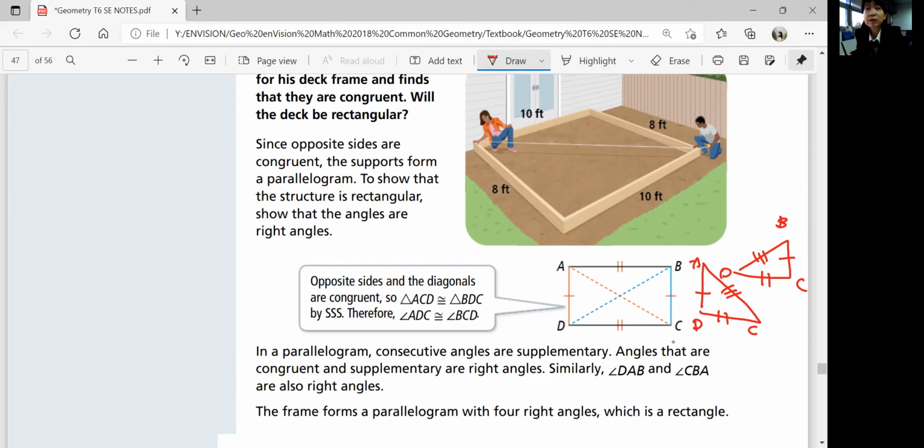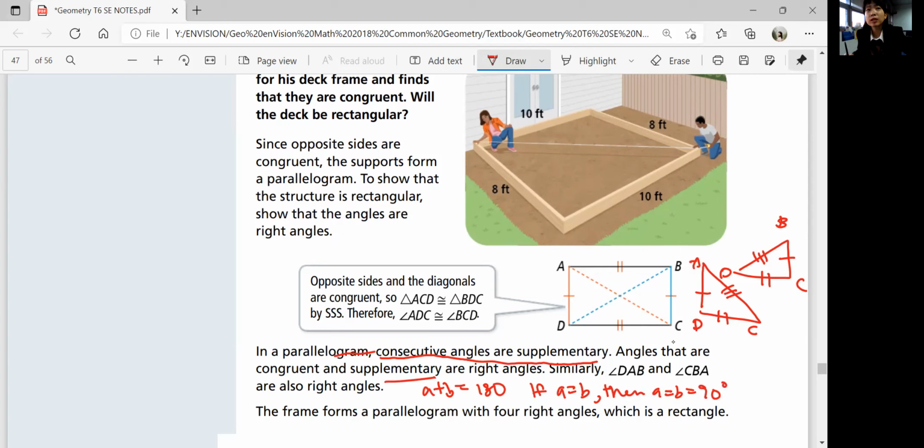In a parallelogram, consecutive angles are supplementary. So this is another piece of information that's important for you to remember about parallelograms, okay? Angles that are congruent and supplementary are right angles, right? Because supplementary means they need to add up to 180 degrees, but if A is equal to B, then A and B are right angles.